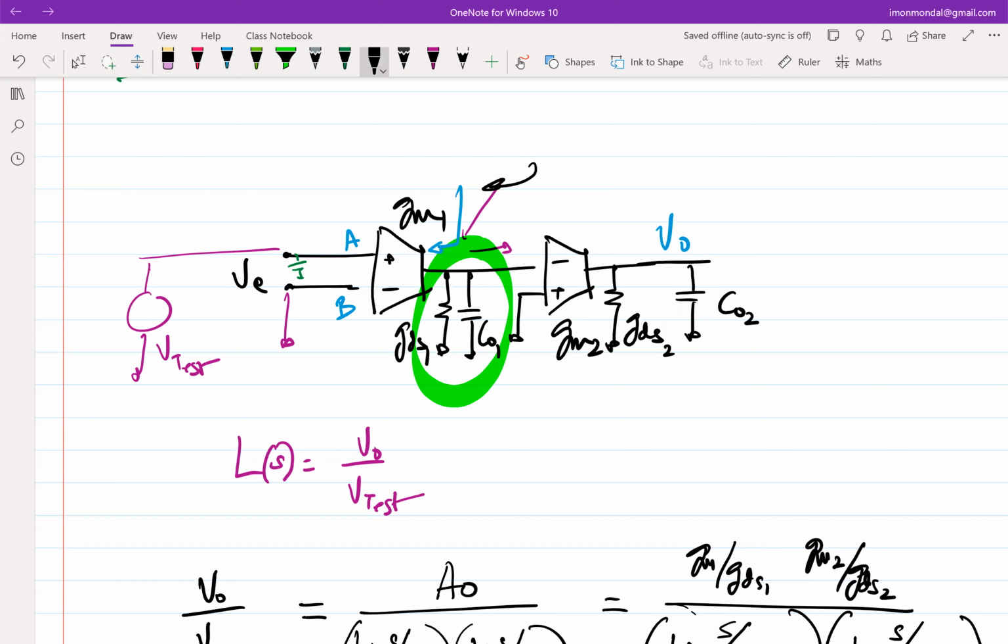So the question boils down to what he's asking: this is my GM, this is GDS, this is C0. What is the impedance looking here? Is that finite or infinite? That is infinite, right? Because that is the output impedance of the OTA neglecting its GDS. So the OTA is this entire GM, GDS, C0 put together.